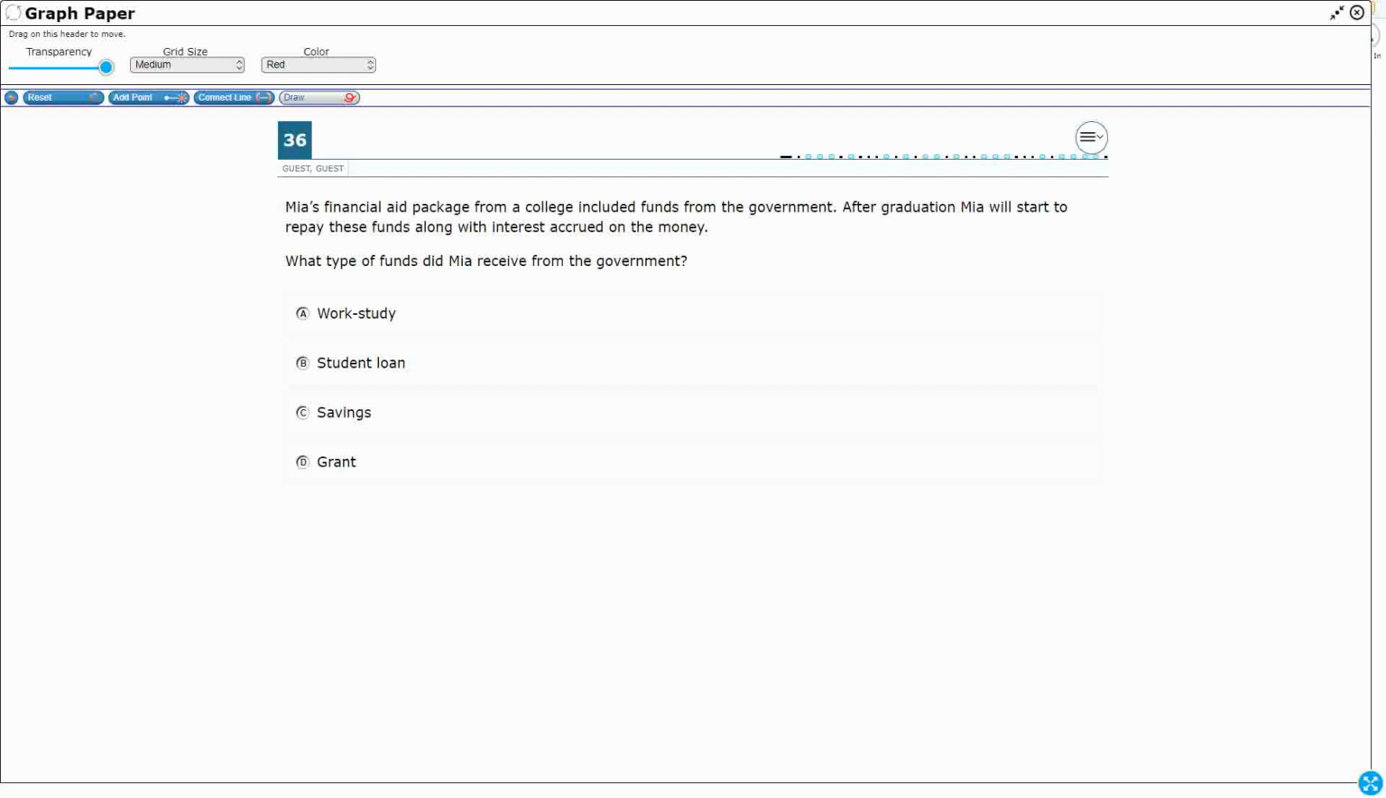All right, so Mia is getting financial aid from college, right? So that's financial, right? Different ways to pay for college there. And after graduation, Mia will have to start to repay these funds along with interest accrued. That might be a term you might not necessarily see, but interest accrued simply means interest that has been applied to that money. So let's do a little bit of work on that interest because that's going to help us figure out which type of funds she received from the government.